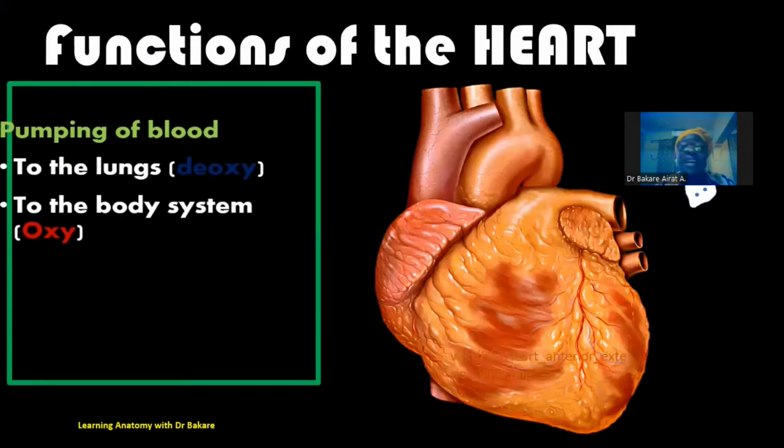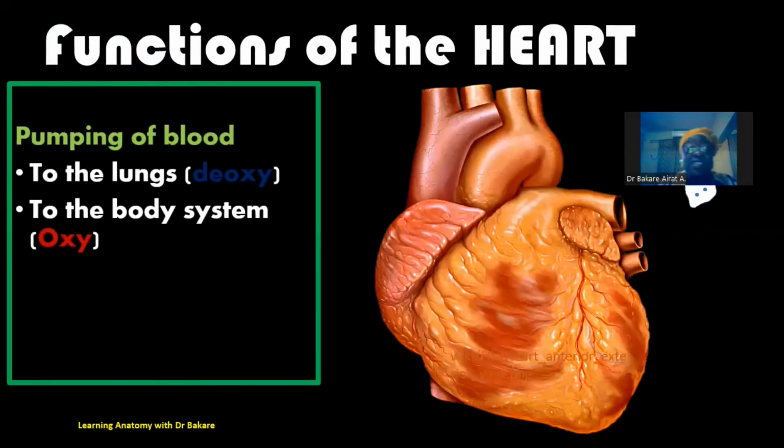The functions of the heart can be subdivided into two. We already know that the heart is responsible for pumping blood, but pumping what type of blood and to what region of the body is the heart pumping the blood? We'll first look at the pumping heart mechanism. So the heart pumps out two types of blood. It pumps out deoxygenated blood and also oxygenated blood.